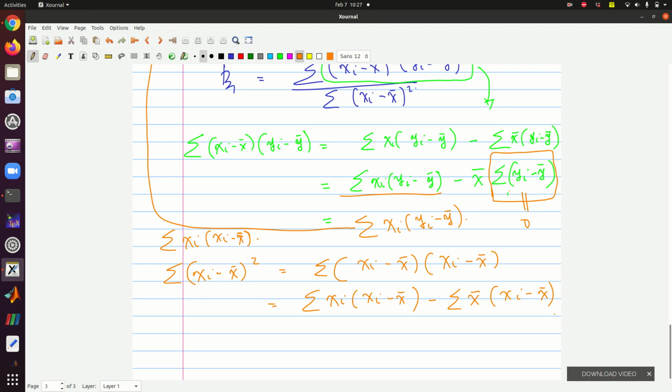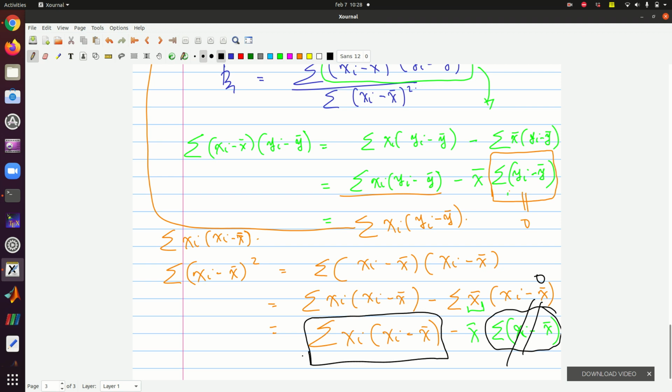Then we go through the usual again. We write this (xi minus x bar), and here we can pull out this x bar because it is a constant. So x bar times the summation of (xi minus x bar), and again we know that this sum here is 0. And therefore we remain with only this, which is exactly what we have here.